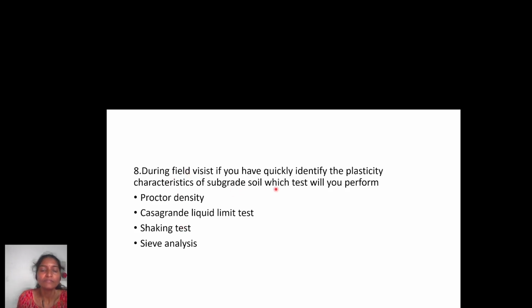During a field visit, if you want to quickly identify the plasticity characteristics of subgrade soil, which test will you perform? So here if we see the options, Proctor density test, this you have to perform in the laboratory. Casagrande liquid limit test, this also we have to perform in the laboratory. Sieve analysis needs to be done in the laboratory. That means this will require some apparatus.